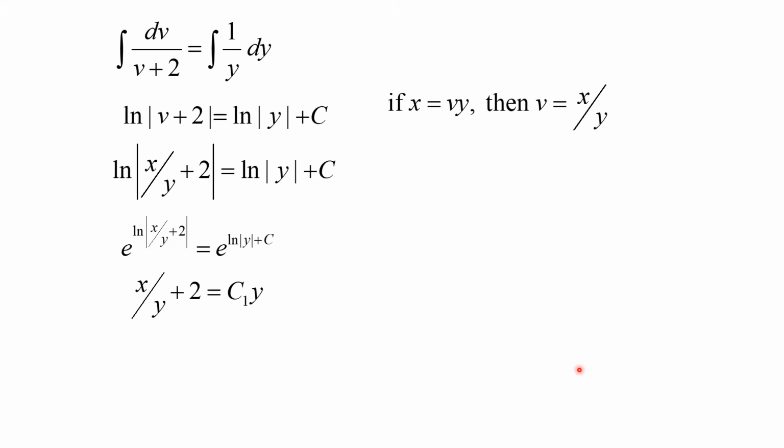All right, the final thing we're going to do here is multiply everything by y to get rid of that fraction. And so we're going to get x plus 2y equals c1y squared. And this will be an implicit solution to the differential equation.